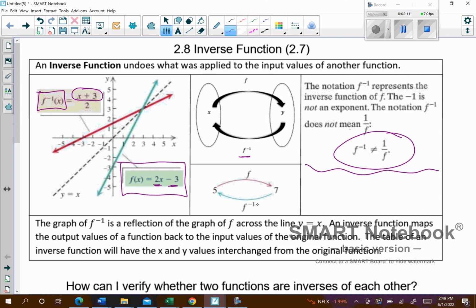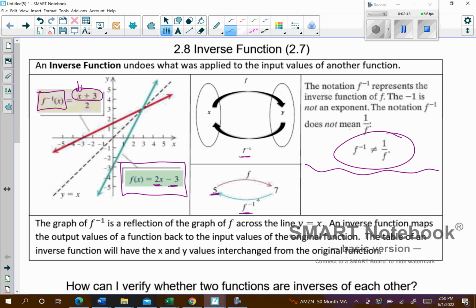I have an example here with 5. Now, this doesn't prove that these are inverse functions, but it's just to give you a simple idea of how this works. I'm going to plug 5 into the original function. 5 times 2 is 10. 10 take away 3 is 7. That took me to 7. Then if I take 7 and plug it into the inverse function, 7 plus 3 is 10. 10 divided by 2 took me right back to 5.